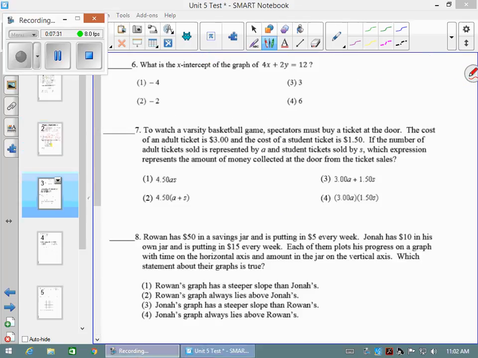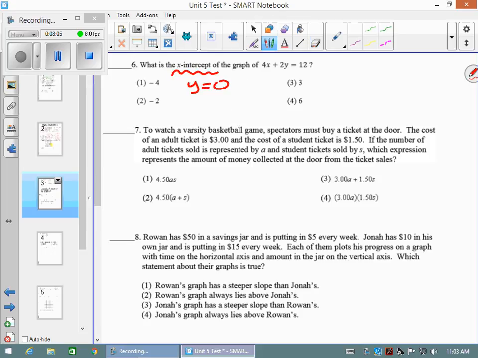Number 6 asks us what the x-intercept of the graph is. So if we look at our x and y axes, this is your x-axis, this is your y-axis. Your x-intercept means it has to be somewhere on this x-axis. So what would our y value be if we were on this line? Our y value would be 0. So when they want us to find the x-intercept, that's going to be when y is 0.